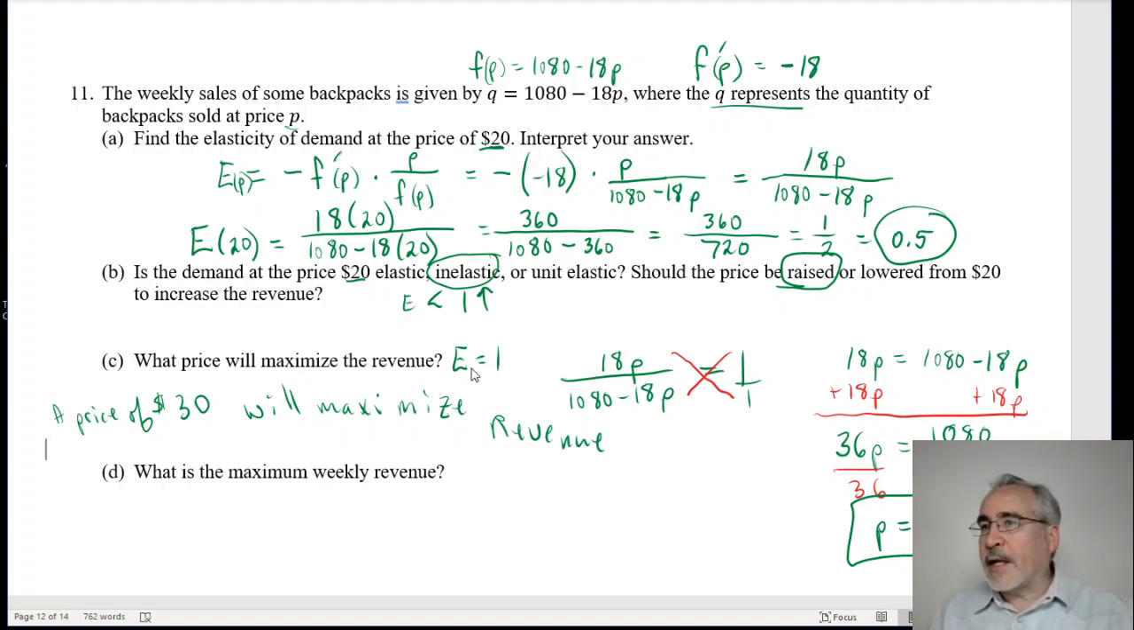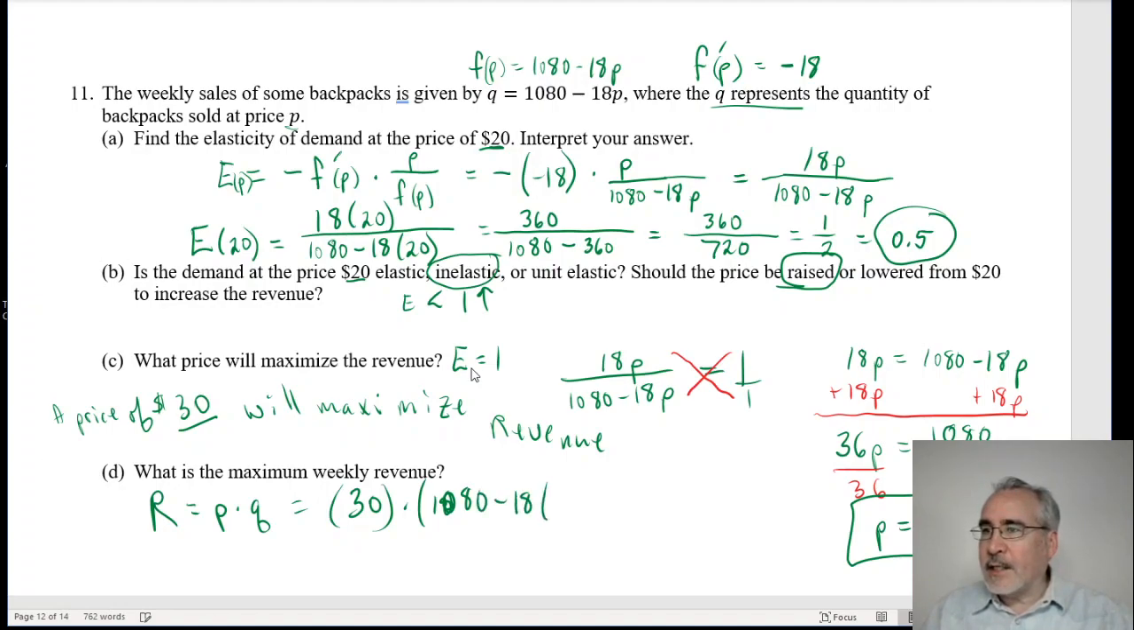And so what is the maximum weekly revenue? Well, remember, revenue is always price times quantity sold. So if we use 30 as our price, P is 30. Q comes from the function here, 1080 minus 18P. So we multiply by 1080 minus 18 times 30. That's going to give us our revenue.